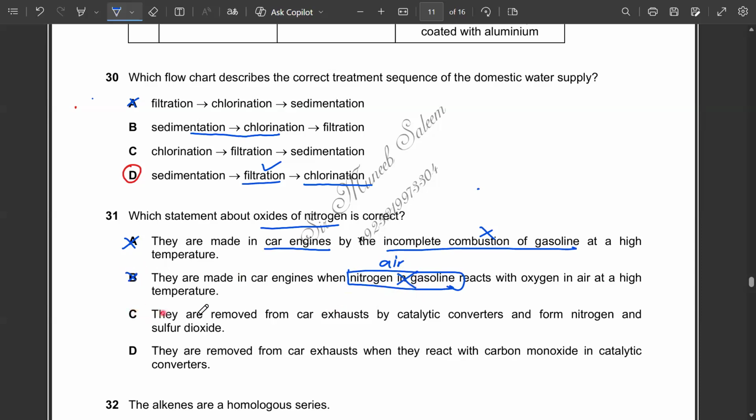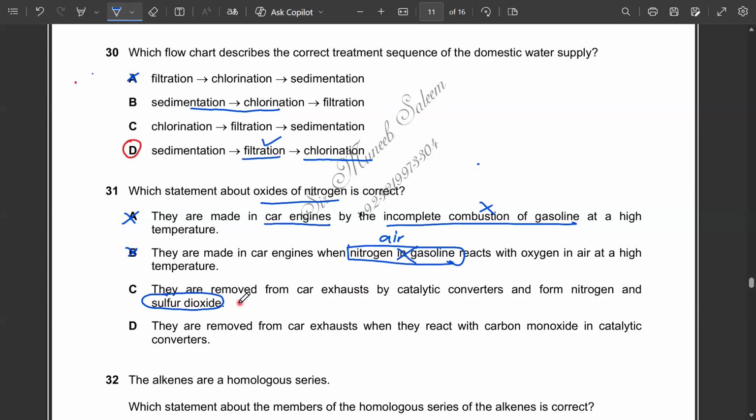Then C says they are removed from the car exhaust by the catalytic converter and form nitrogen and sulfur dioxide. So no, sulfur dioxide is not produced. There is no formation of the toxic gas. No toxic gas should be produced in the catalytic converter. So that's why it is incorrect.